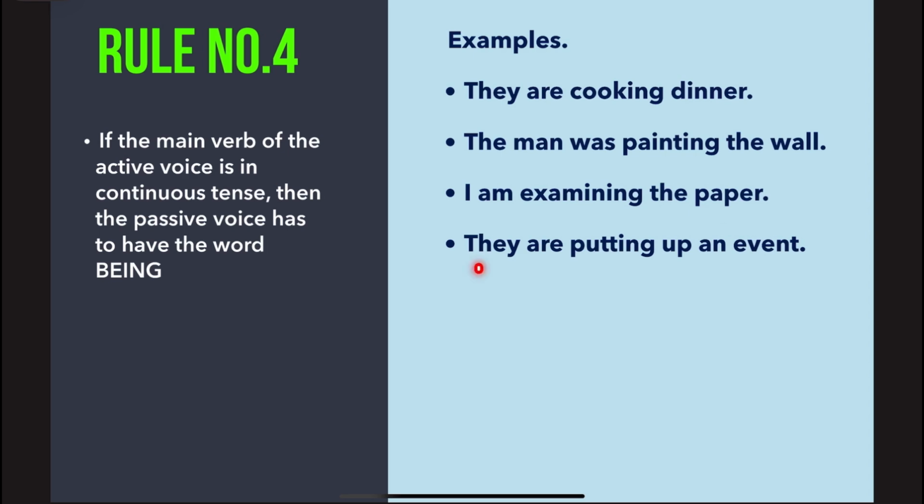Try the next one, come on. They are putting up an event. Okay. Subject, verb, continuous tense. Event is the object. An event is being put up by them. That is the passive voice. So what are you observing, guys?